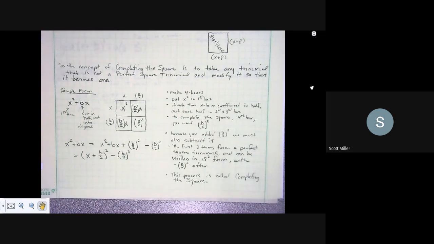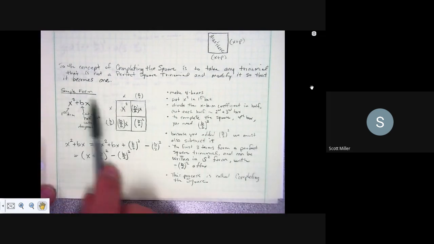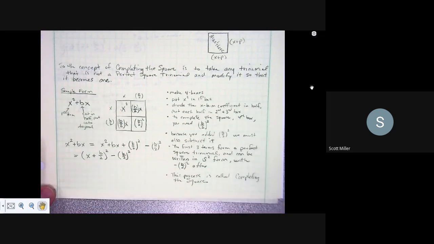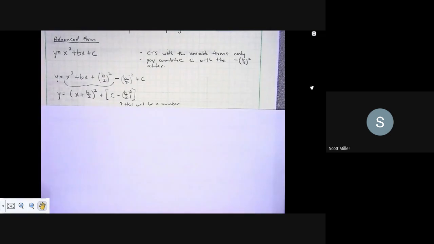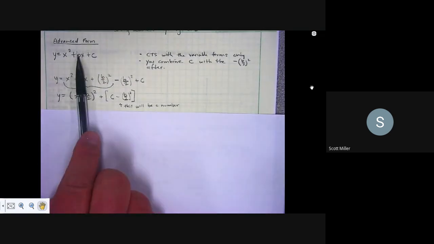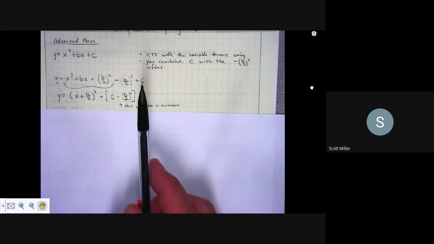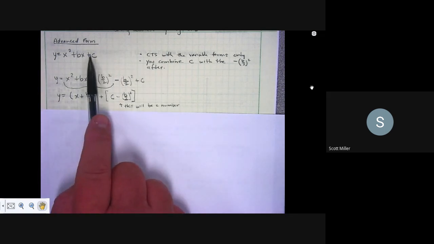Now, as we move along, this becomes a little bit more difficult because this polynomial that we're going to be using is going to be different and it gets more complicated. So let's look at the next form. It's a little bit more advanced. This time, I actually have a number here, a third term. And so we're going to do the exact same process, but what we have is this number, which is already here.